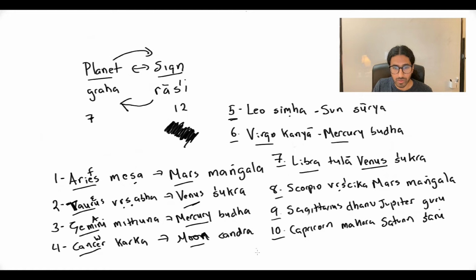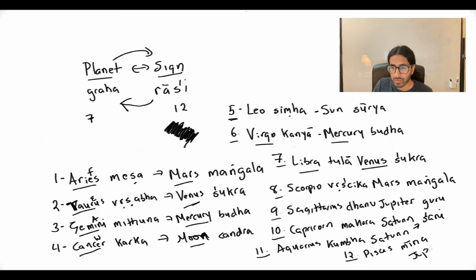The 11th one, which is Aquarius, is called Kumbha. And that's also ruled by Saturn, which is called Shani. And finally, the 12th sign, which is Pisces, is called Meena. And that's also ruled by Jupiter, which is Guru.